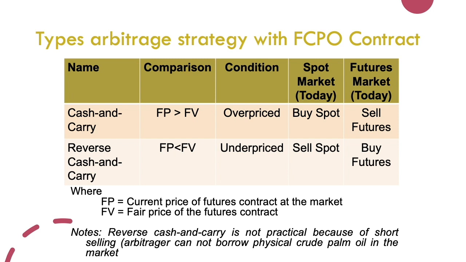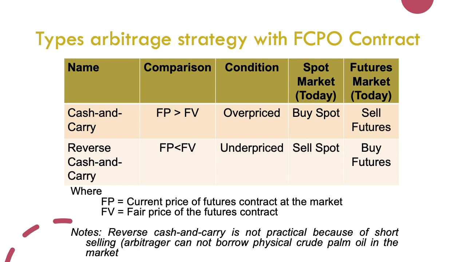So if you use the cash and carry strategy, you need to buy spot today and at the same time you sell futures. Buy spot here means you need to buy crude palm oil. At the same time, you need to sell a futures contract for crude palm oil.